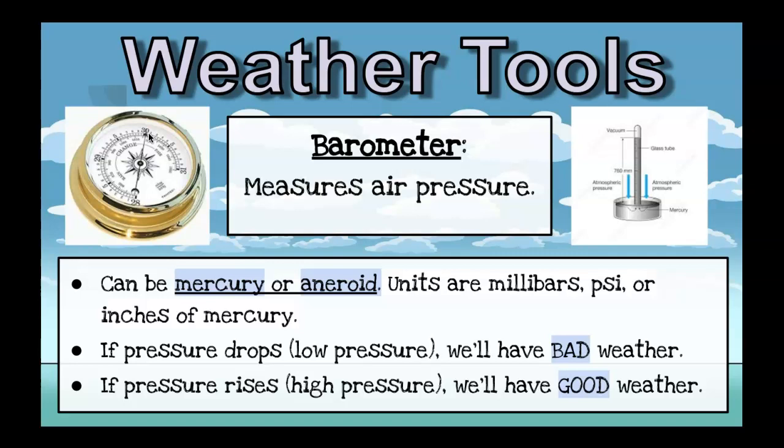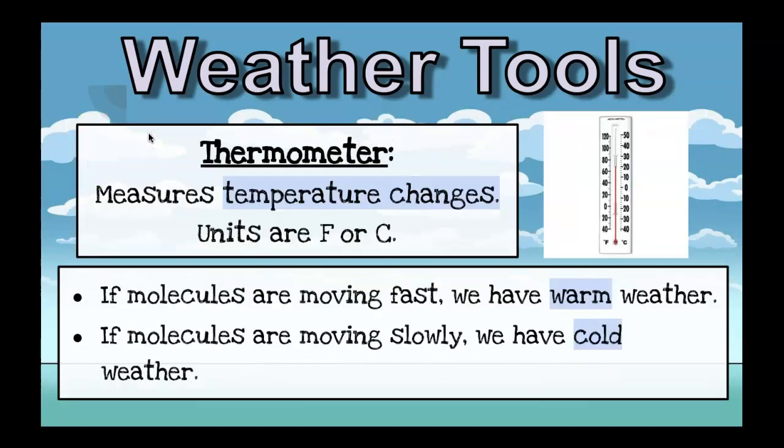You know that if we see low pressure, or if pressure drops, that means we're going to have bad weather, just like low pressure systems bring bad weather. And then if you have high pressure and that pressure rises, we're going to see good weather. The next weather tool we're all familiar with is the thermometer. The thermometer measures your temperature changes, right?